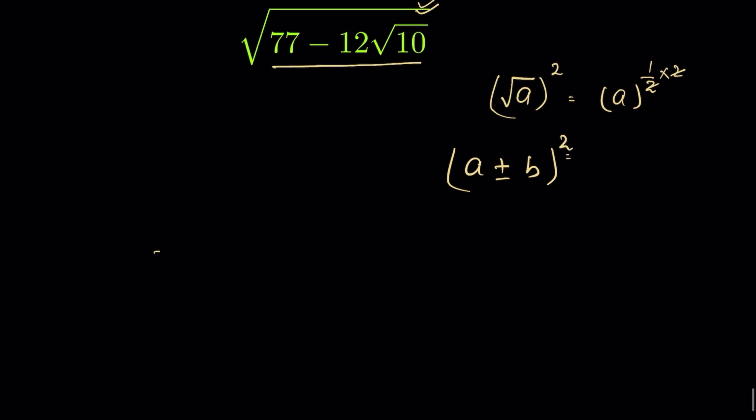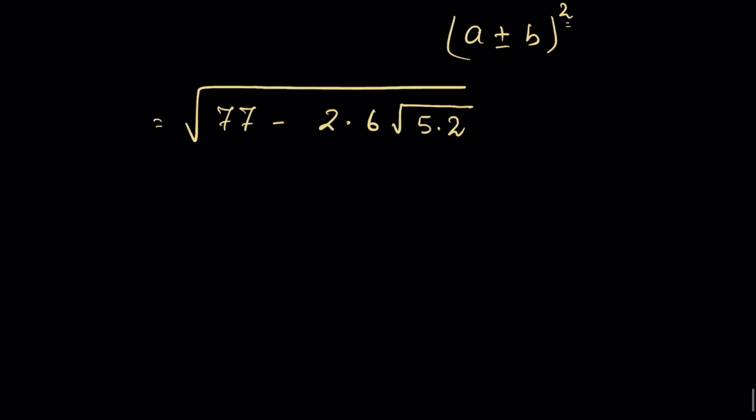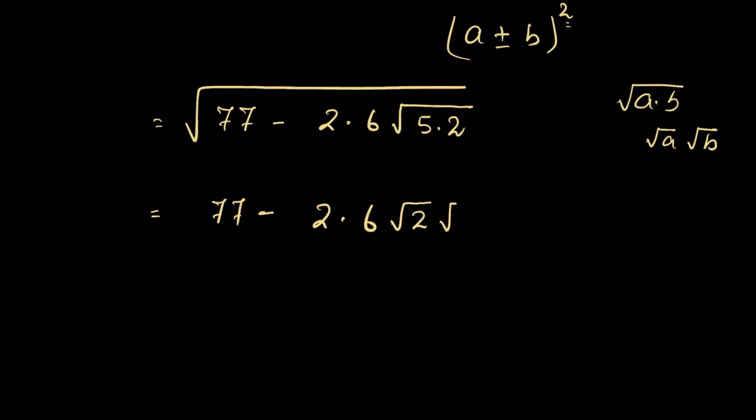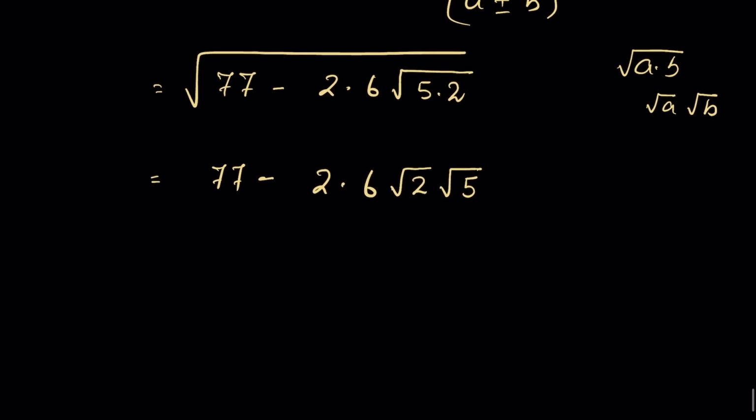Now 77 minus 12 times the square root of 10, we can write as 77 minus 2 times 6, and the square root of 10 as square root of 5 times 2, all under the square root. When a times b is under a square root, we can also write it as the square root of a times the square root of b. So this we can write as the square root of 2 times the square root of 5. Now there are two numbers.